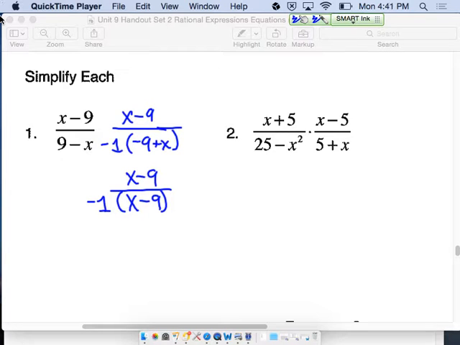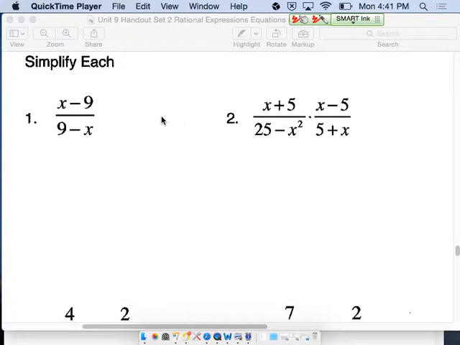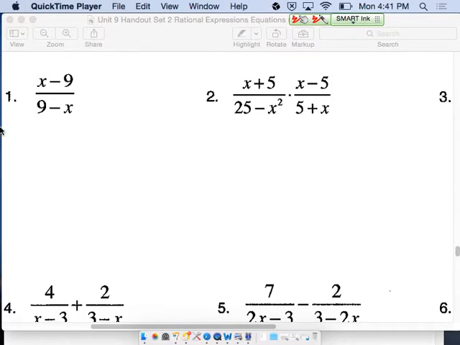Just verify that those are exactly the same. And then that would enable me to divide out x minus 9 on top, x minus 9 on bottom, and my simplified answer would just be -1. Differing by that factor of -1, but simplified down to -1. Let's look at number 2 together. And this is an important skill when you're working with rational expressions. It's important to be able to recognize this and know how to handle it.